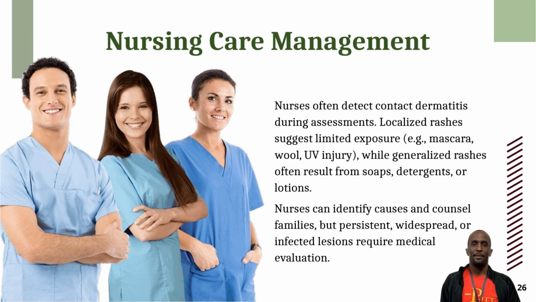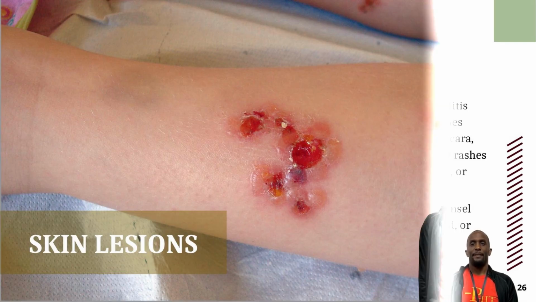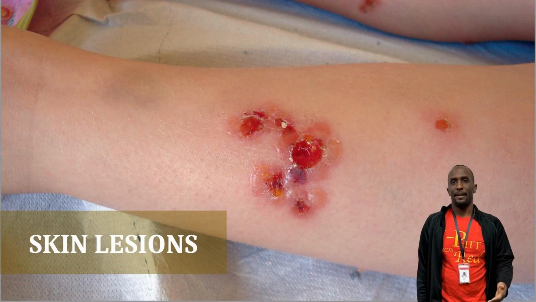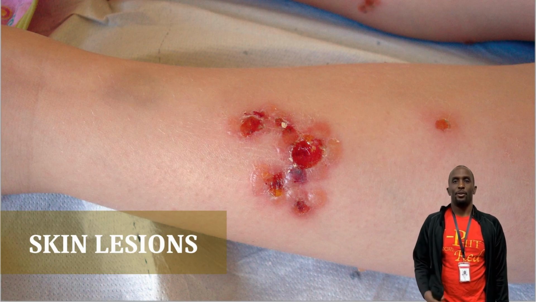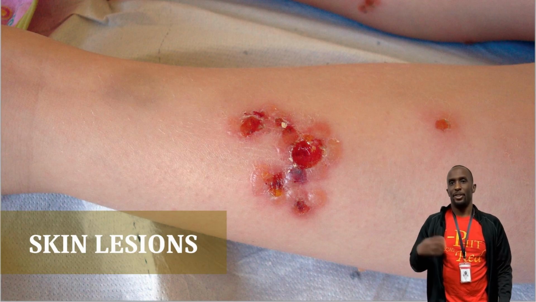Nurses can guide families on prevention, but persistent or infected lesions necessitate medical evaluation. Now let's move on to skin lesions. These are any visible changes in the skin's appearance or texture. Lesions may be primary, such as blisters or papules, or secondary, which develop later, like crusts or scars.